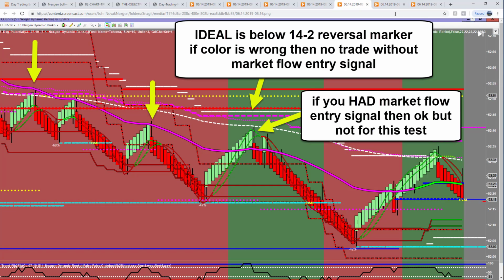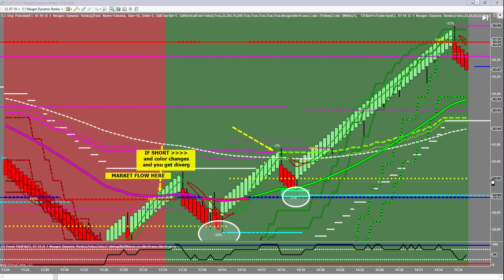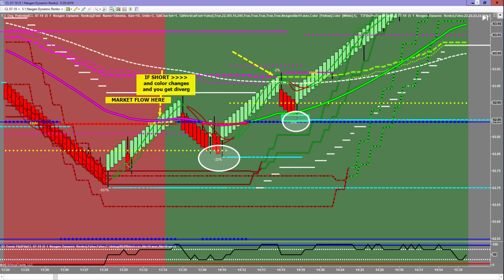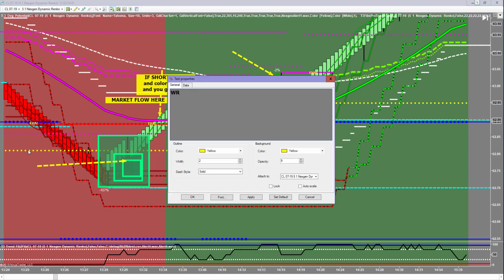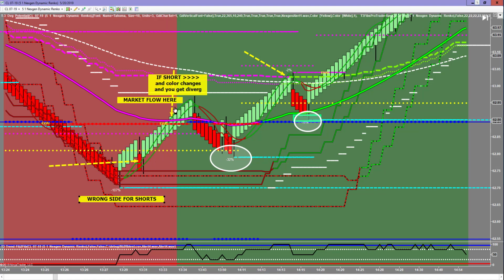Well, triggers on the wrong side is small triggers physically getting above both synthetic triggers. So look, small triggers below both synthetic triggers on the 5-1 chart is on the correct side. When this is exact perfect, look right here. Your small triggers get above all of the synthetic triggers. That's the wrong side for shorts. So I appreciate the question. Gamini, you see what I'm talking about? This is small triggers on the wrong side of the synthetic triggers for shorts.